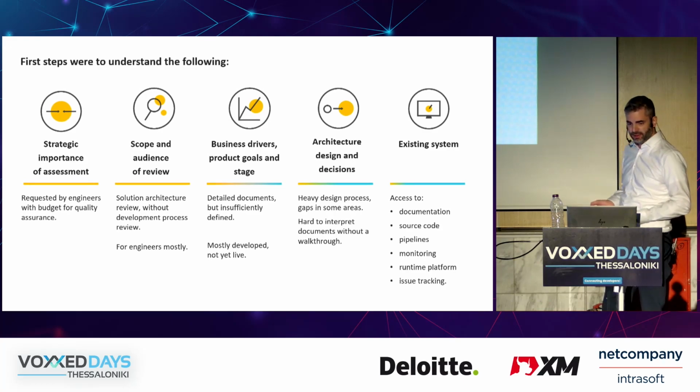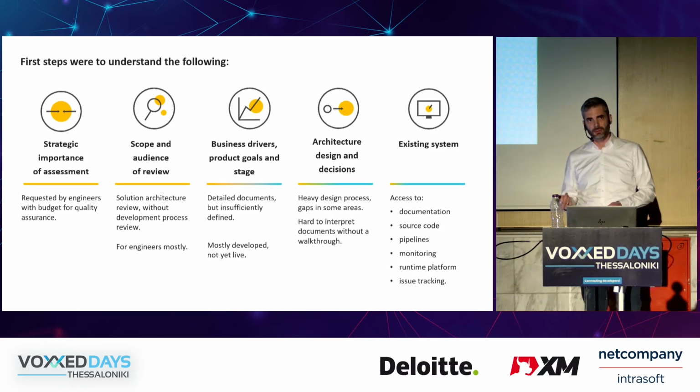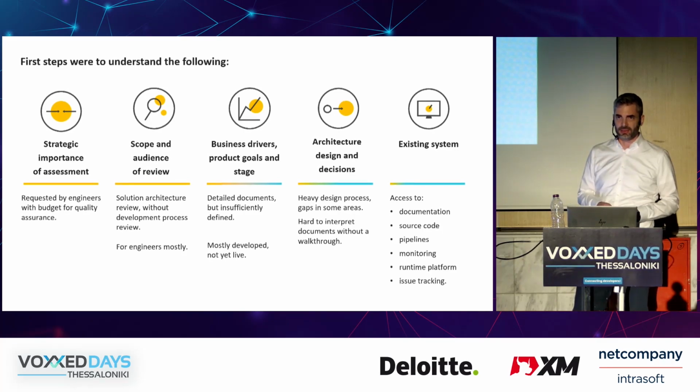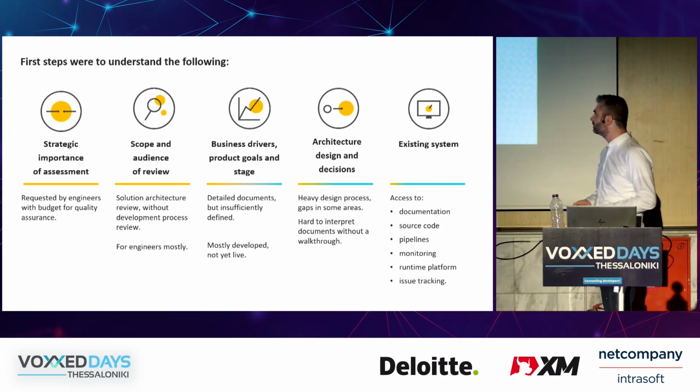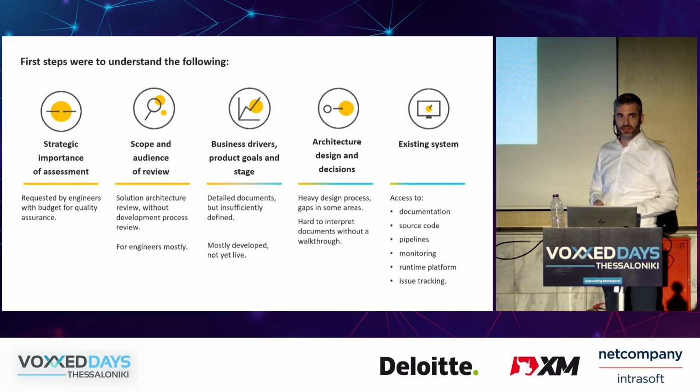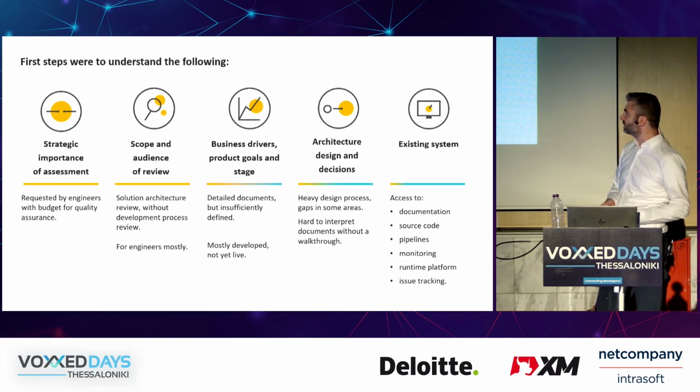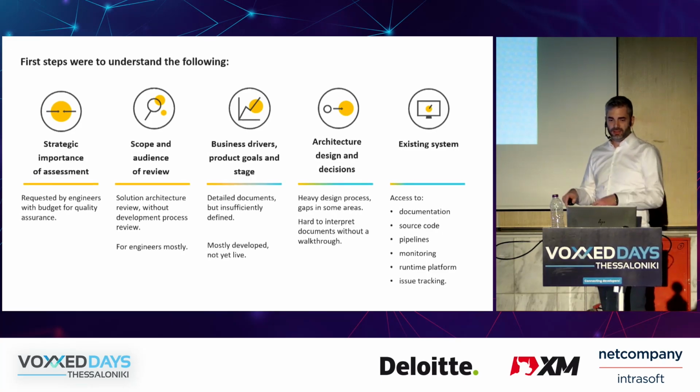first identify these things. Firstly, why are they doing this? What is the strategic importance of this assessment? In this case, it was requested by the engineers because they had budget for quality assurance. Number two was, what is the scope of the assessment, and who will be actually reviewing this? Here, in this case, this was about solution architecture. It was not about processes. It was not about organization. And it was meant for the engineers.